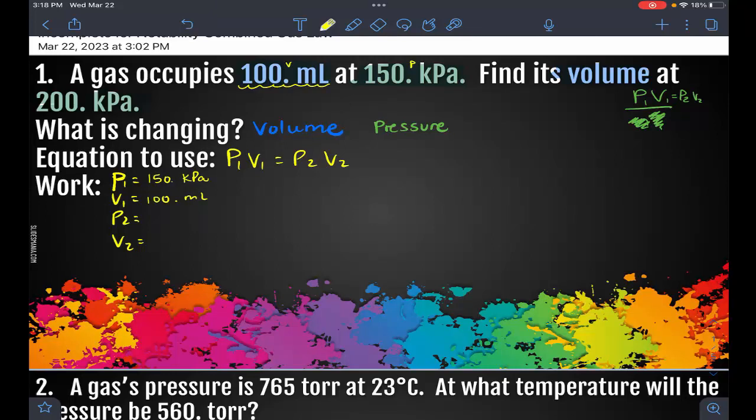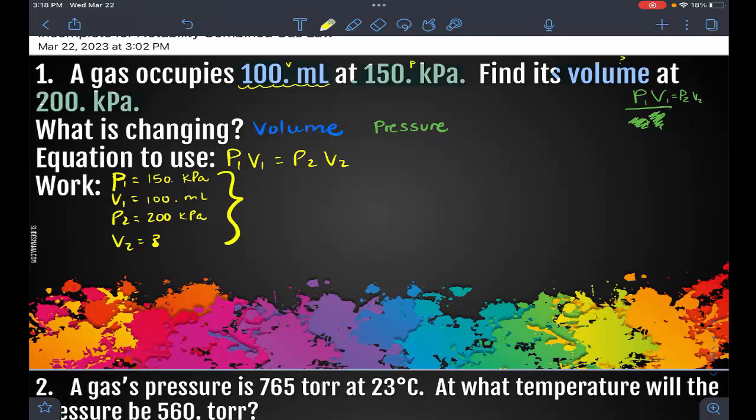All right, keep reading. Find its volume. So new volume is a question mark. I'm going to put that there. At 200 kPa, so that's the new pressure. 200 kPa is my new pressure. That's going to be P2.